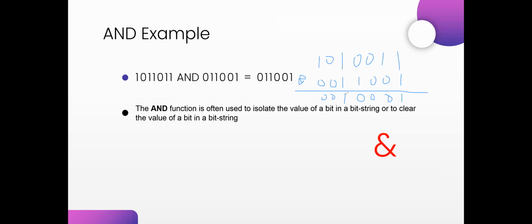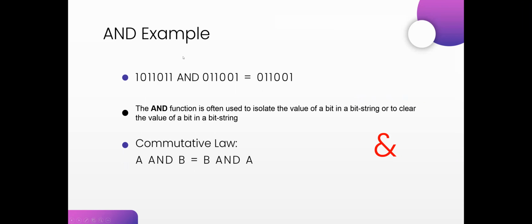Okay, then it becomes 1, 0, 0, 0, 1. All right, so this is the AND example. Okay, so now let's go to the next slides. Okay, so AND example, they have the commutative law.